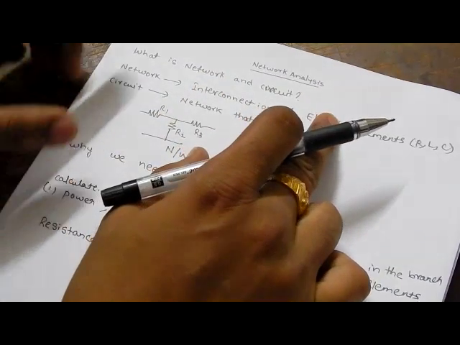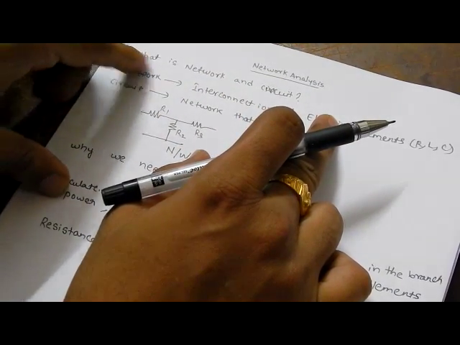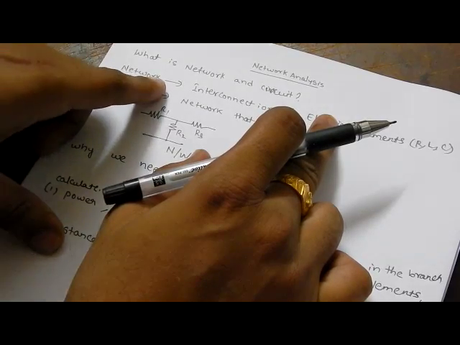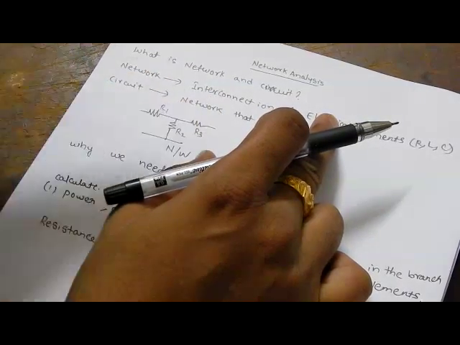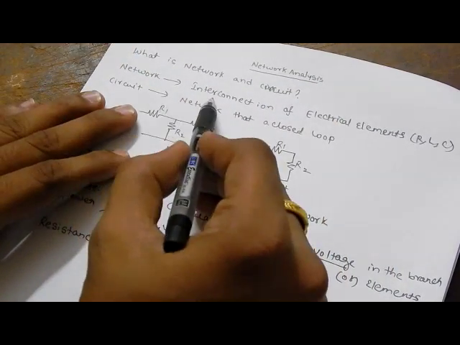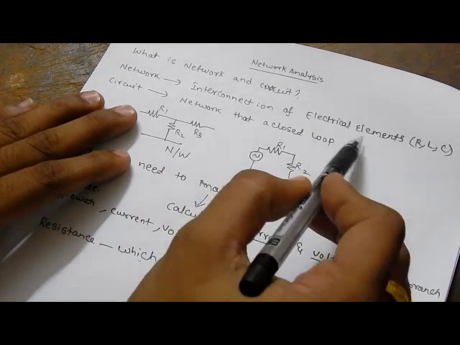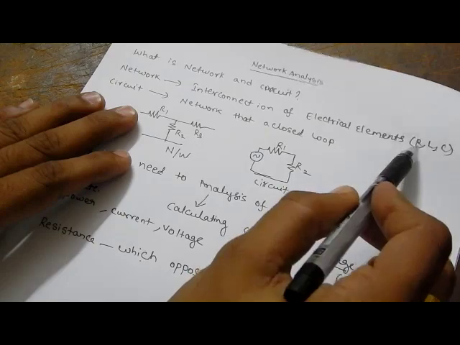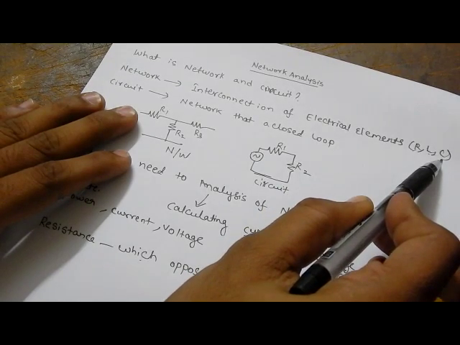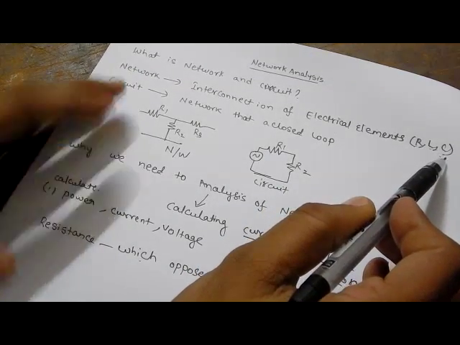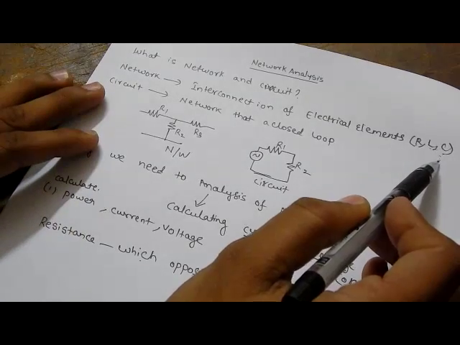Network analysis. Before going to the network analysis, what is a network and what is a circuit? So what is a network? A network is an interconnection of elements of RLC. So what are the electrical elements? Resistance, inductance and capacitors. These three are the main elements we are using in a network.